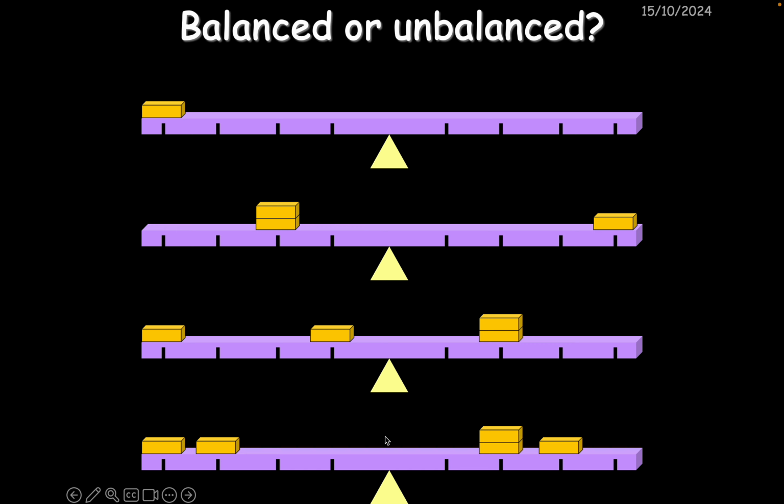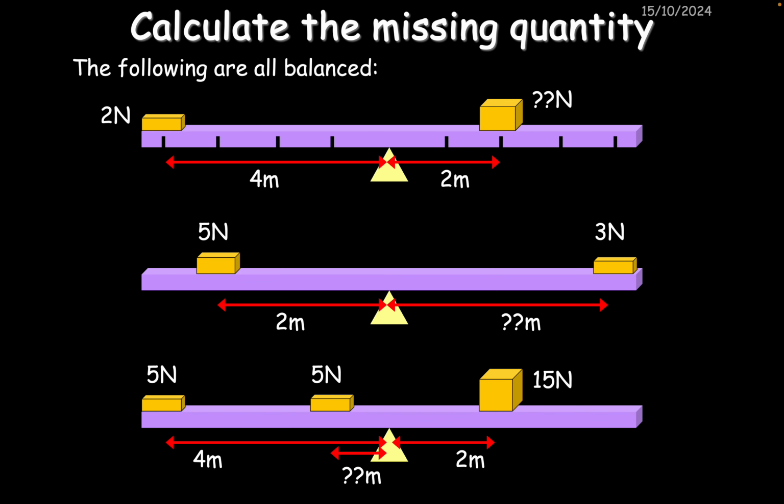So the fourth one is also balanced in terms of the sum of the clockwise moments being equal to the sum of the anti-clockwise moments. Or the total anti-clockwise moments is balancing the total clockwise moments. Okay, remember, on the right is clockwise, on the left it's anti-clockwise.